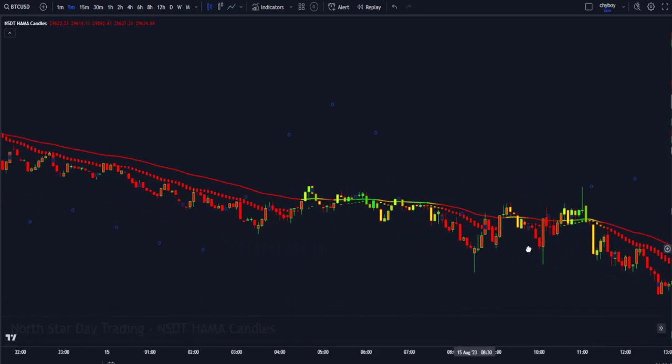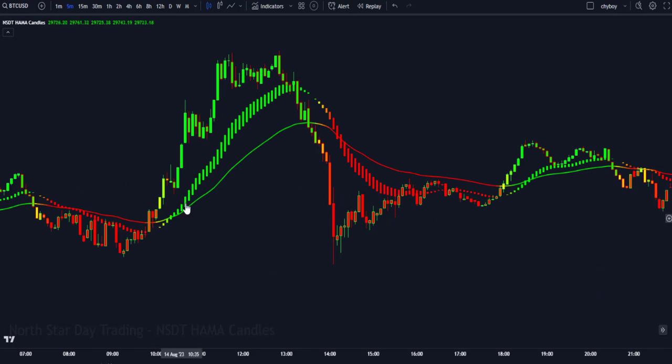The result is a hybrid candle that has 3 different colors, which are green, red and yellow. A green candle means that the price is above the moving average and the trend is uptrend. A red candle means that the price is below the moving average and the trend is downtrend. A yellow candle means that the price is below the moving average but the trend is strengthening or changing.